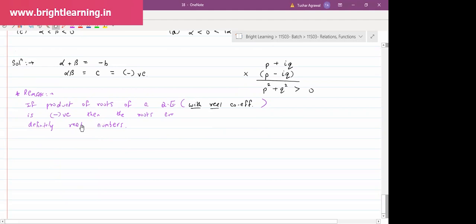And also, now the product of the roots is negative, meaning the product of two real numbers is negative. So it is possible that one root is negative and the other is positive. When one is negative and the other is positive, this remark you can write.